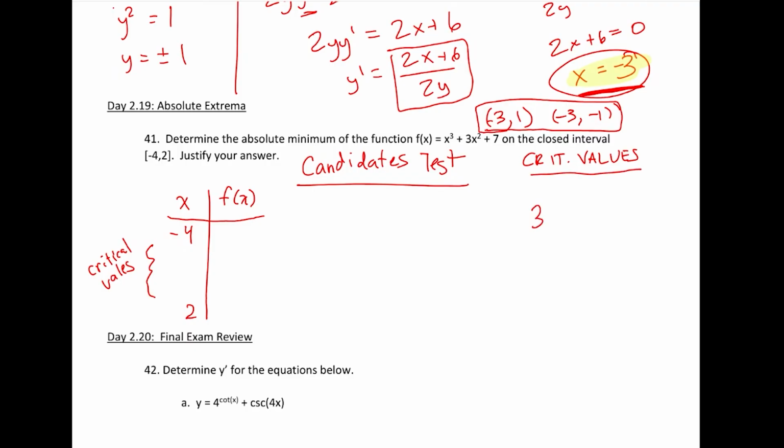The derivative of f of x is going to be 3x squared plus 6x, and we want to set that equal to 0. 3 times 2 is 6. Nope. What am I doing?